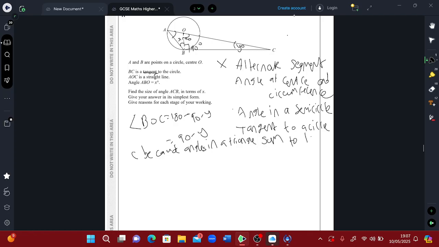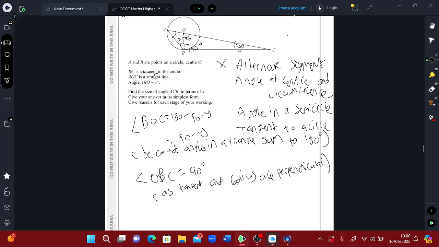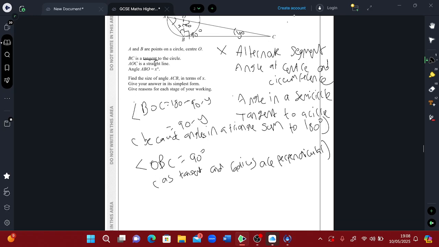And I should probably also write down that we know this angle, by the way, because obviously it's shown as an angle there. And then also angle OBC is 90, as tangent and radius are perpendicular. Cool. So now we know that angle in terms of y.